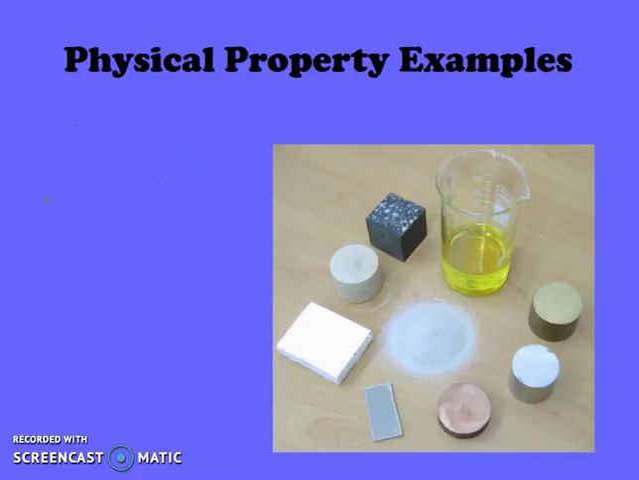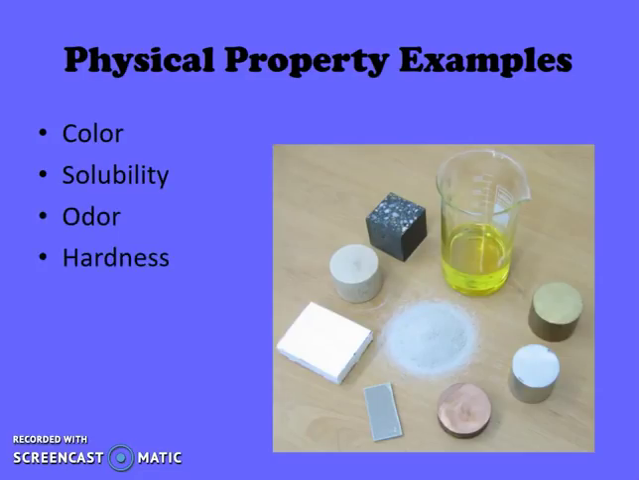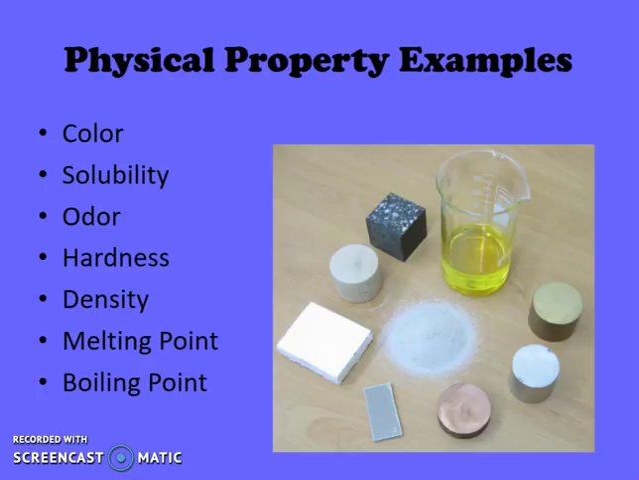Some examples of physical properties would be the color of the object. I described the ice cubes as being clear, the hot dog as being brown. Solubility is another physical property. So how well does it dissolve in something? Odor, so how does it smell? Hardness, is it really hard? Is it brittle? Is it soft? Its density, which we learned how to graph. Is it more dense than water or is it less dense than water? Melting point, at what temperature does it melt? It physically might change from a solid to a liquid. And lastly, boiling point. At what temperature does it go from a liquid to a gas state?